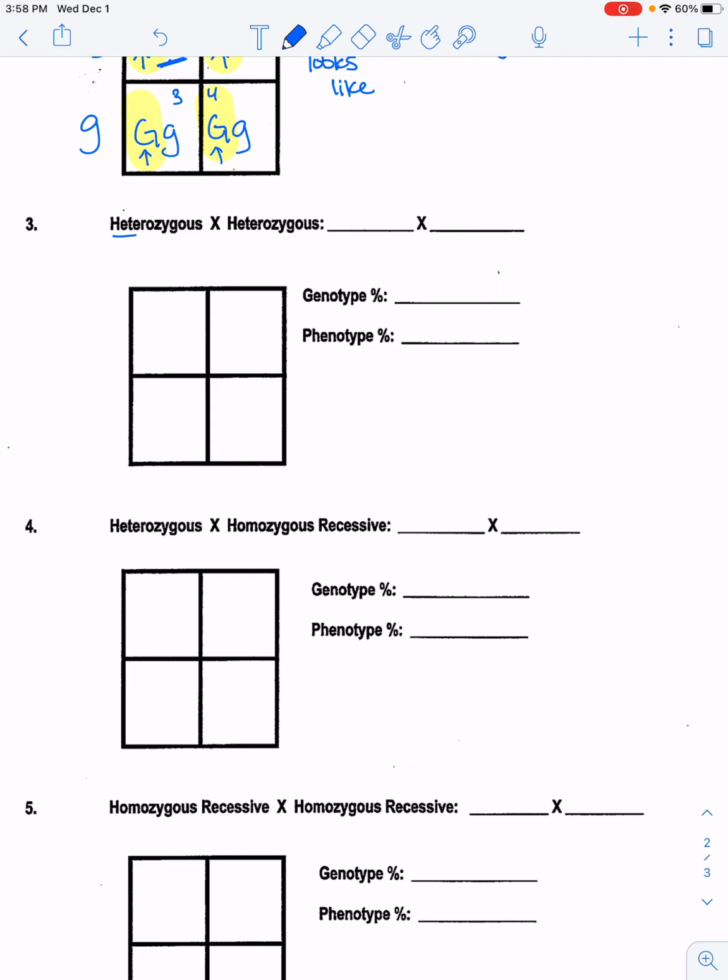This one says hetero, which means different. And this one says hetero, and this means different. So when I say different, I mean we're going to have one capital and one lowercase. So one capital, one lowercase, and another capital and a lowercase. I have my cross statement. These are my parents' genotypes. I'm going to add the parent genotypes to the Punnett square. And now I'm going to solve my square.